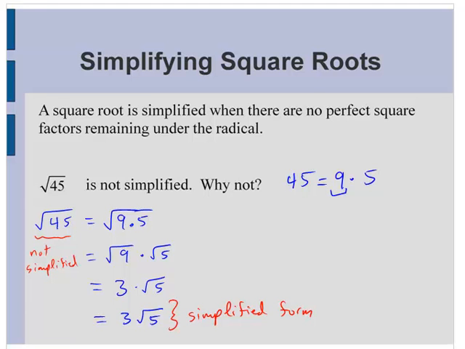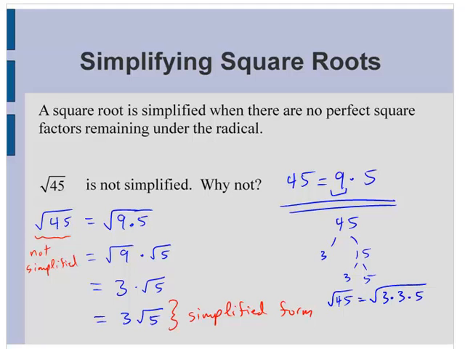Now, another way to approach this is using prime factorizations. So if we didn't see right away that 45 was 9 times 5, maybe we had it in our head that 45 was 3 times 15. Well, notice that 15 is 3 times 5. And so then the square root of 45 is the square root of 3 times 3 times 5. And notice, again, there is a perfect square. 3 times 3 is 9, and there's the perfect square. So we would have the square root of 9 times the square root of 5, which again would be 3 times the square root of 5.